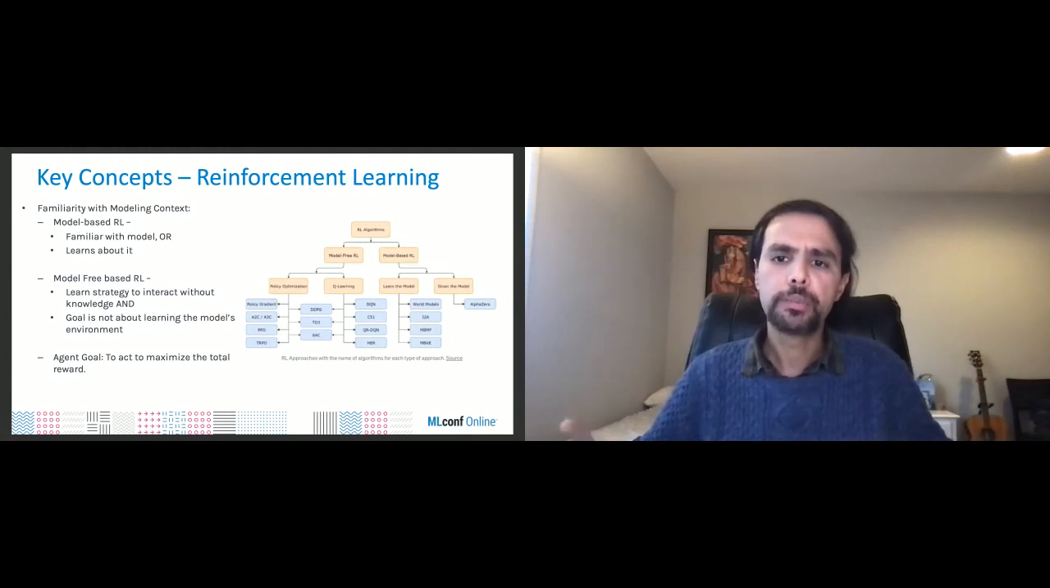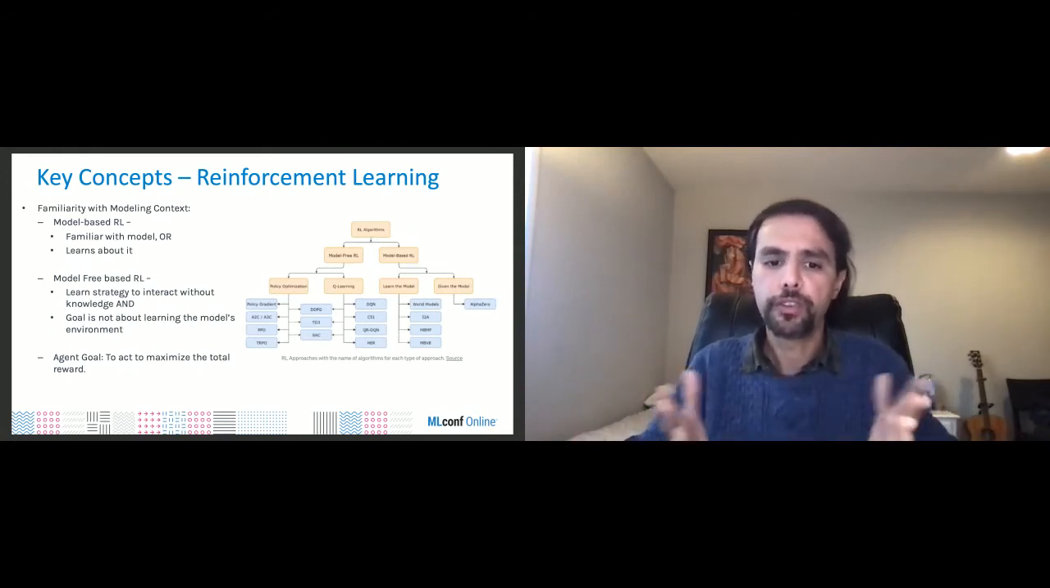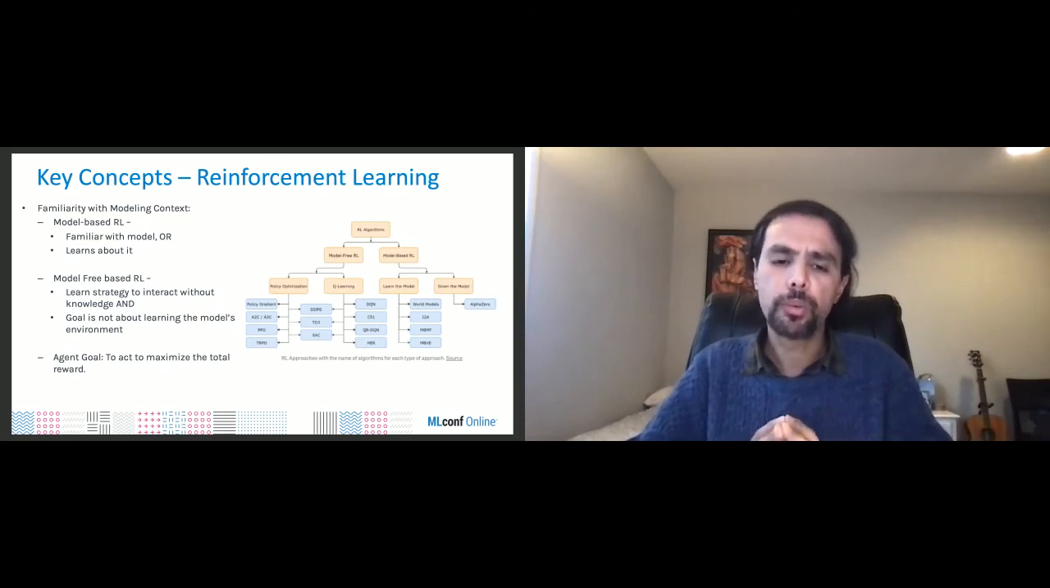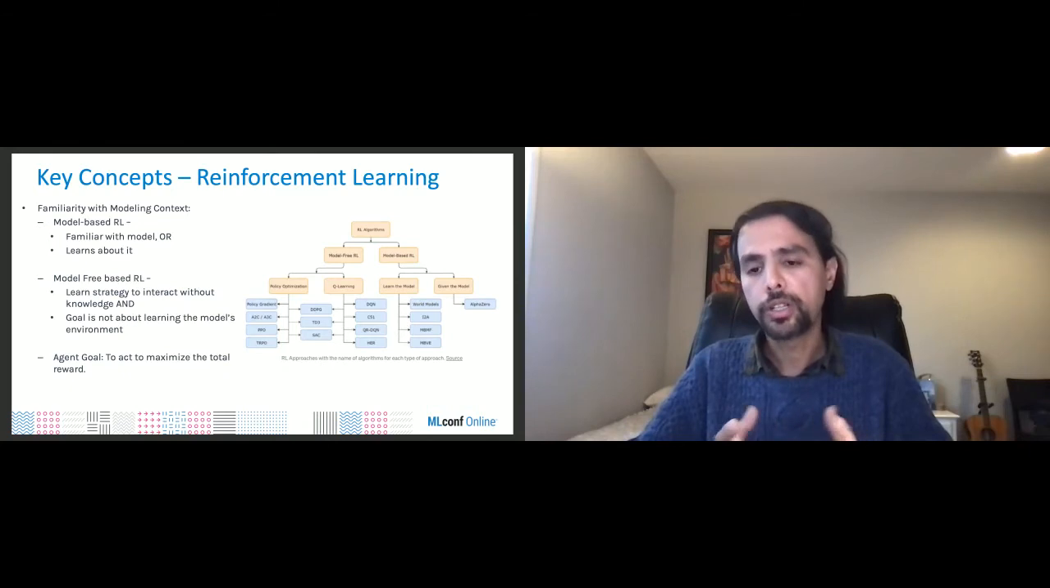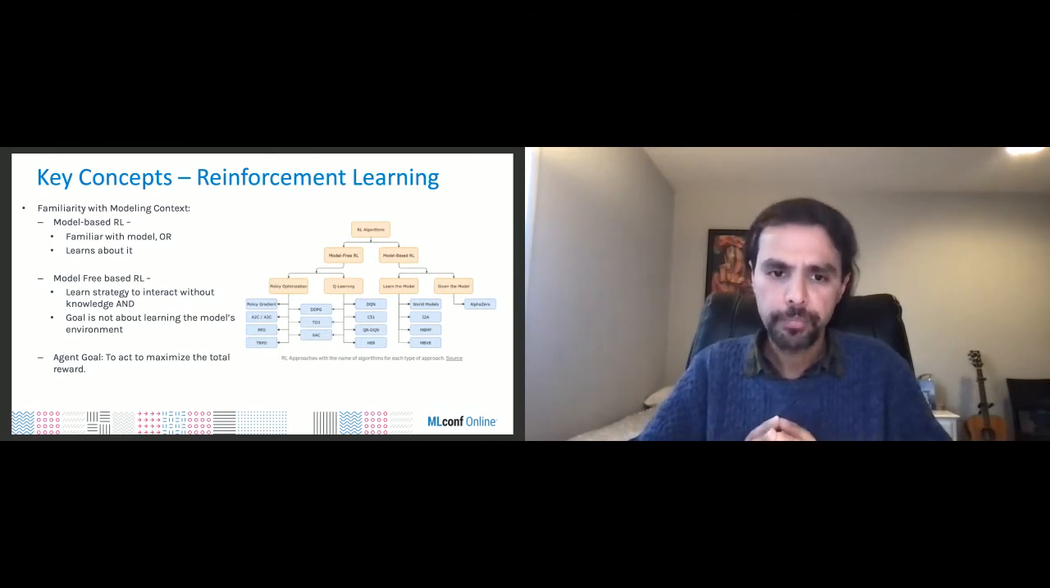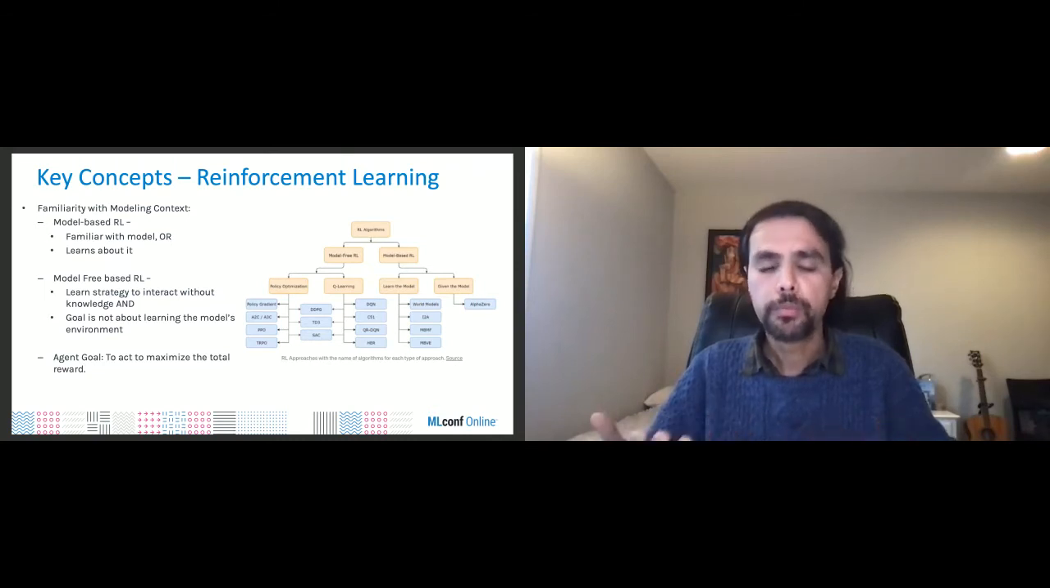Because the domain of RL is pretty broad, I wanted to very quickly provide an overview of the agent-environment synergy and how it can be used to formulate problems in different ways. The very first kind of problem formulation that we've considered is model-based RL, where the agent is familiar with the model of the environment and learns about it through interactions with the environment. The other form of RL is model-free, where the agent tries to learn the strategy to interact without explicit knowledge of the model of the environment.